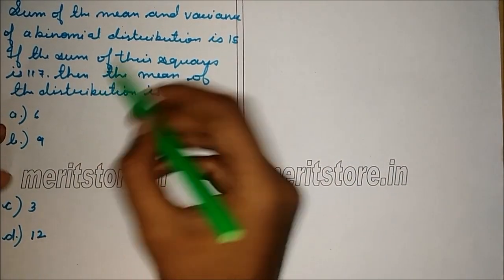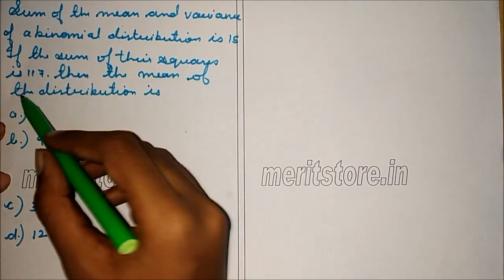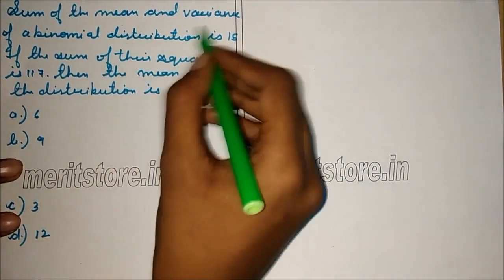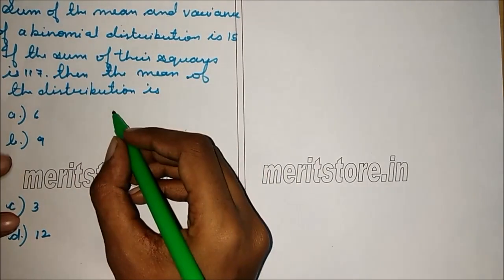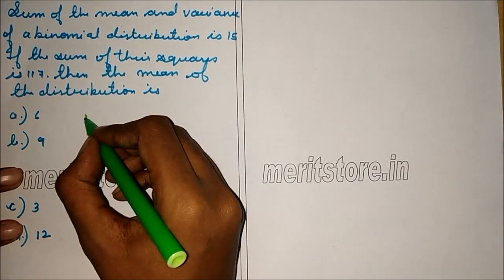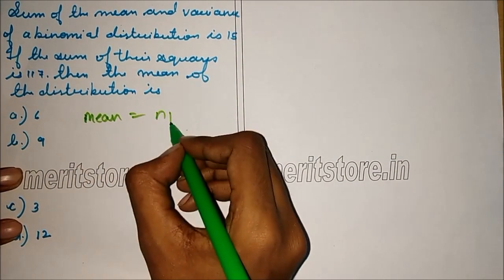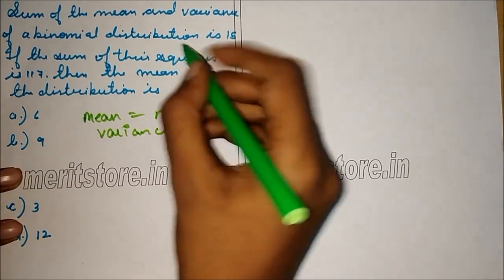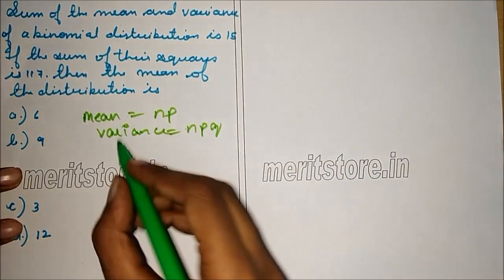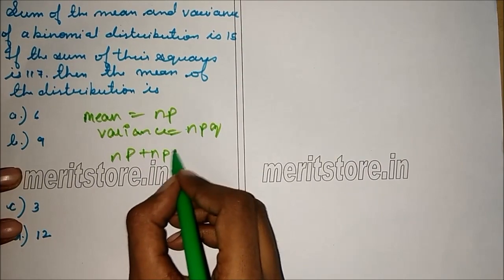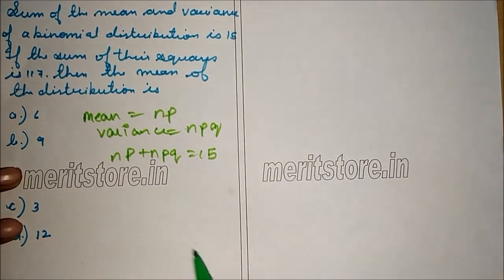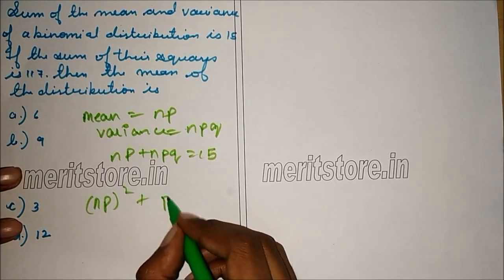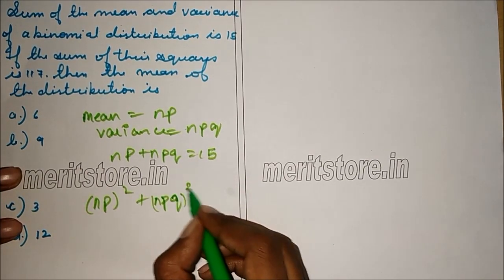The sum of the mean and variance of a binomial distribution is 15. If the sum of squares is 117, then the mean of the distribution is? So we are given that the sum of the mean and variance is 15. The mean is given by np and the variance is given by npq. So np plus npq is equal to 15. The second condition is that the sum of squares is 117. So (np) squared plus (npq) squared is equal to 117.